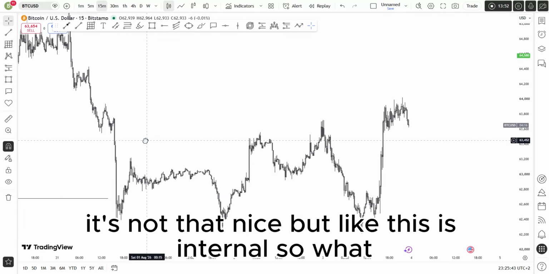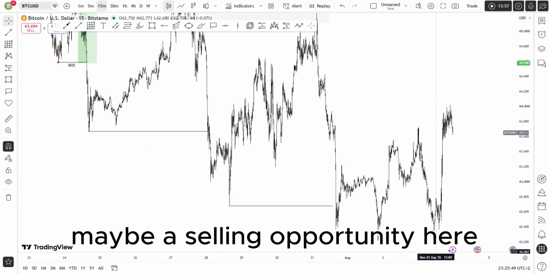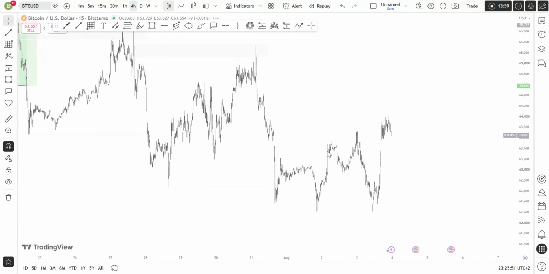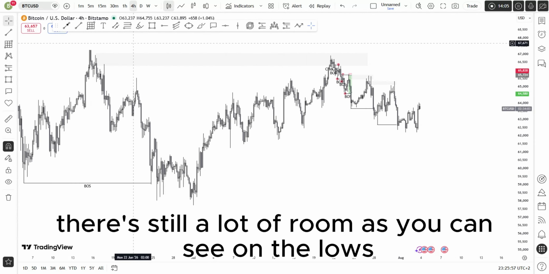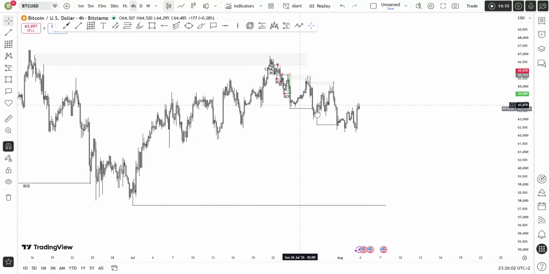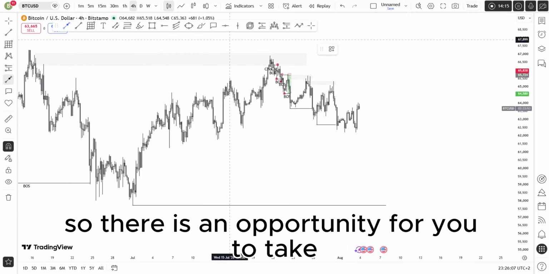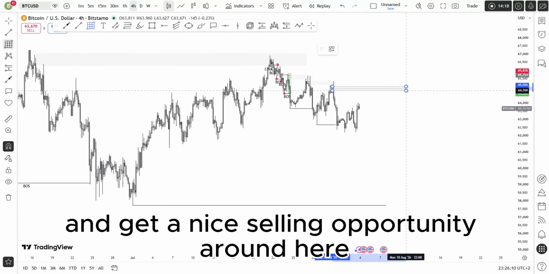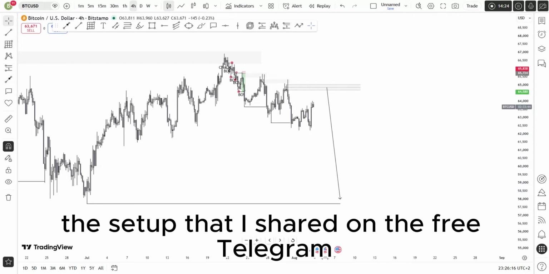So what I'll be doing on this one, that's if you want to take maybe a selling opportunity here, you can just look for it, just because there's still a lot of room for BTC USD to push to the downside. Obviously there's still a lot of room, as you can see the lows are around here, and we are still moving down very nicely. So there is an opportunity for you to take, let's say maybe around here, you can get a nice selling opportunity around here. And I'll show you the setup that I shared on the free Telegram.